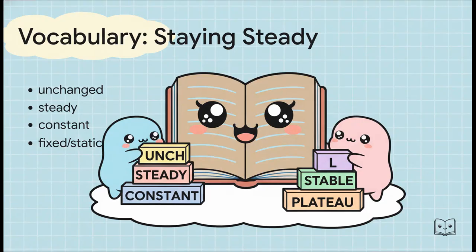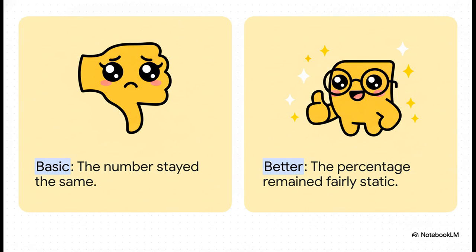So instead of just saying, it stayed the same, you can pull out words like stable, constant, or static. They just sound more precise, more formal. Even using the word plateau itself is great. It literally describes the shape you're seeing on the graph. And this just shows you the power of a single word. The number stayed the same. That's fine. It's okay. But the percentage remained fairly static. Whoa, that sounds so much more analytical. That one word, static, just elevates the entire description.